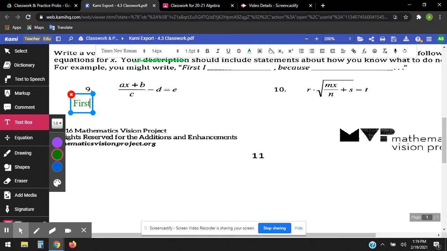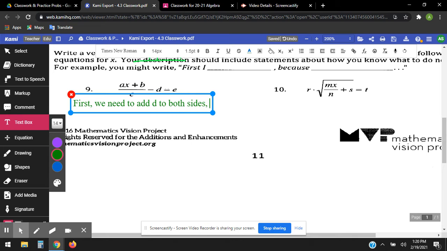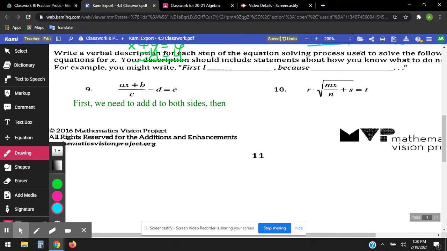So first, to solve for x, we need to get rid of the c. Oh, nope. First, we've got to get rid of the d, don't we? First, we need to add d to both sides. Then, once d's over, let's go ahead and write this down below. See if I can do 2 and 1 here.